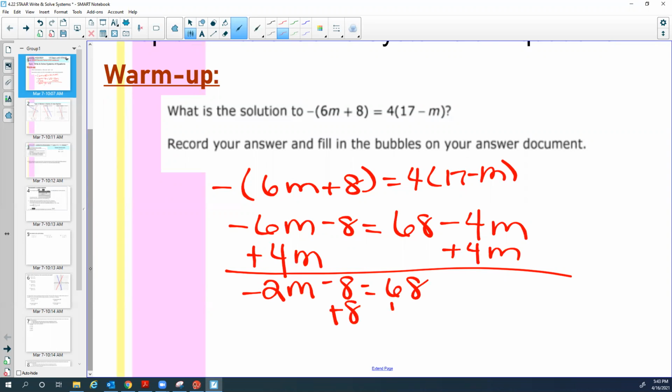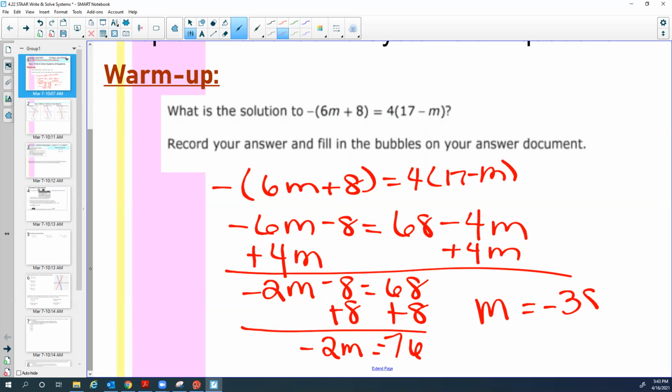Now let's add 8 to both sides. Again, to make sure I have an accurate number, I'm going to go ahead and type this in my calculator. Even though I could probably have gotten 76 in my head, I like to be on the safe side, so I make sure I'm doing this correctly. Now again, I'm going to go ahead and in my calculator divide by negative 2. So I make sure I get the accurate answer of m equals negative 38.